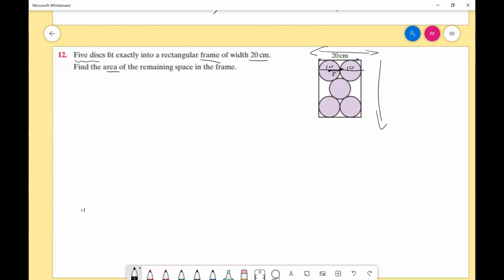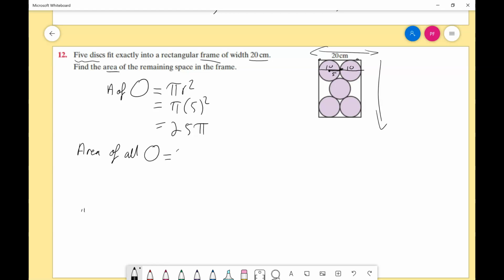So the area of one circle is equal to pi r squared, which is pi times 5 squared, which is 25 pi. Now we can see there's 5 of those circles, so the area of all the circles is 25 pi multiplied by 5, which is 125 pi.